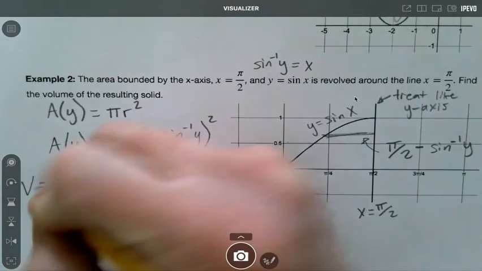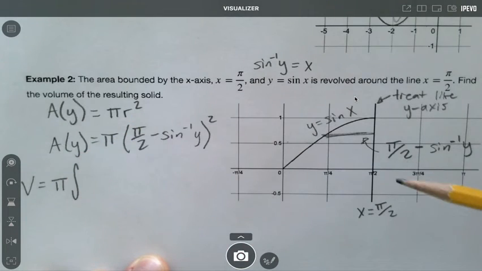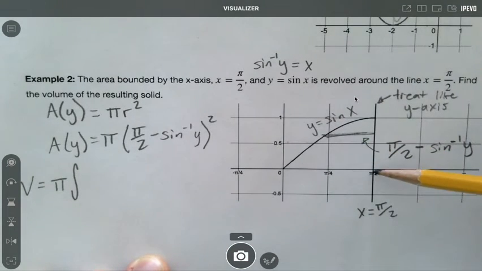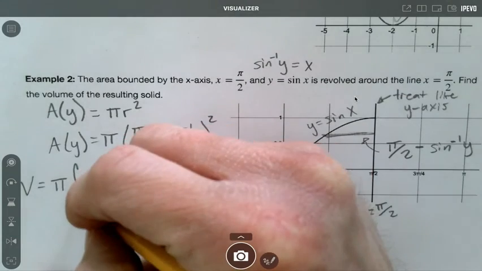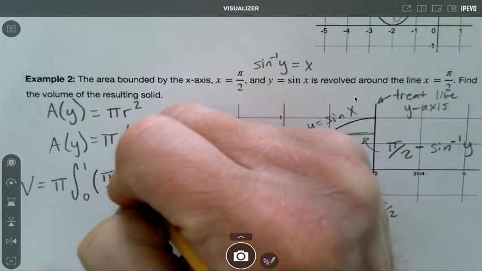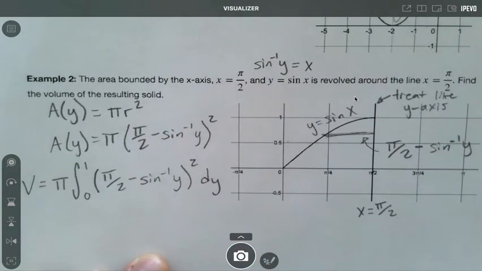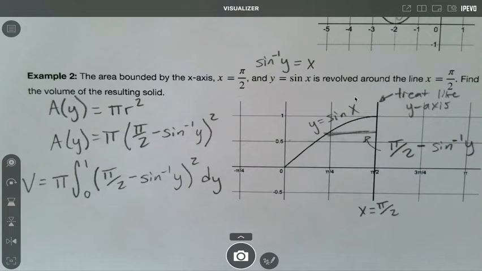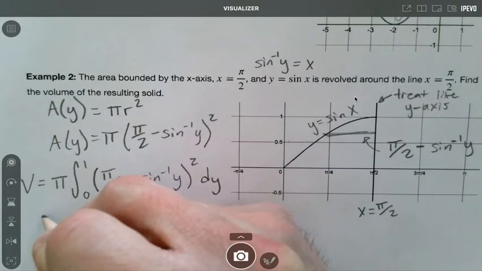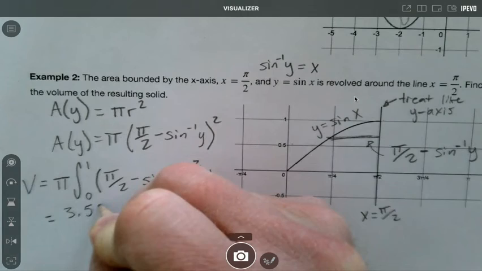And now when I want the volume, same thing, I'm just going to pull that pi out in front. I see, because I'm doing vertical cross sections, that I'm really going from 0 to 1. So I'll have 0 to 1, and then I'll have my pi over 2 minus inverse sine y, squared dy. All right, this is one that's not really necessarily nice to simplify. And so if I just punch all of this into the calculator, I'll just get 3.586.